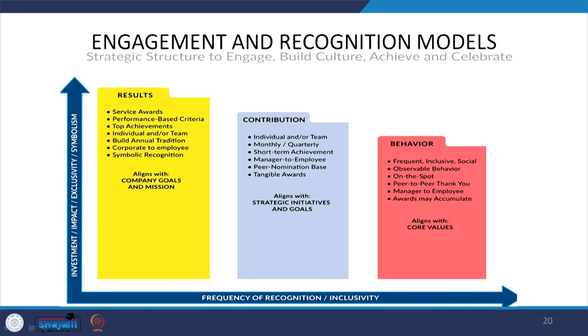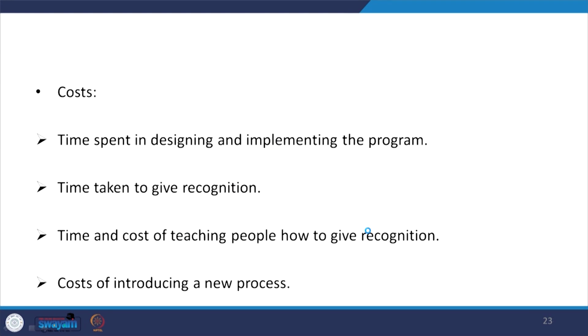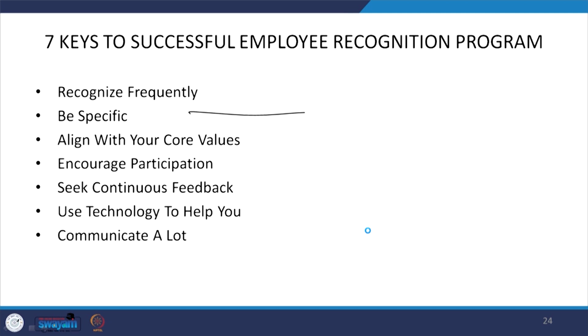Now, we can also align with our core values. Here we have seen the core values in the cost benefit analysis of employee recognition and aligning with the core values. These core values in this diagram which we have discussed are frequent and inclusive social values, observable behavior, on the spot, peer to peer thank you, manager to employees, awards may accumulate. So, these core values have to be aligned. The employee recognition has to be related to the core values, and core values should deliver towards the performance of the organization. And if the performance of the organization is related with the core values, then of course, there will be an increase in productivity.